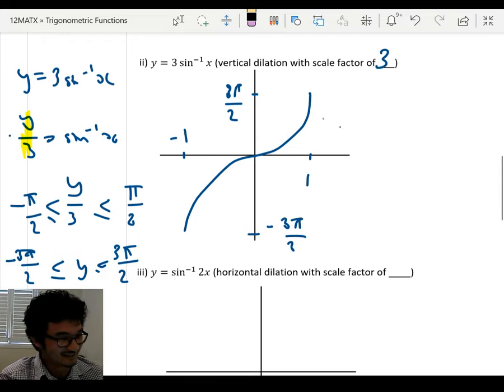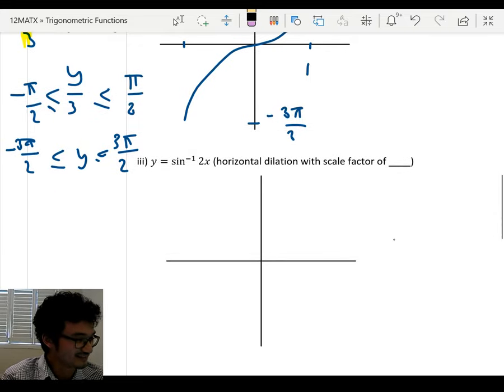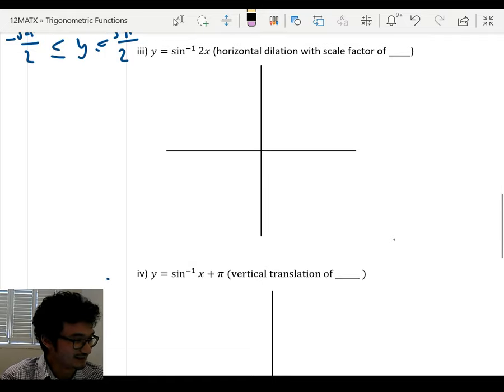Okay. So maybe let me know what you reckon will happen with these guys here. Oh, I kind of gave it away. Well, I haven't actually. So when we put this value of x inside here, we know there's going to be some sort of horizontal change. So in this one, it's a horizontal dilation. So let me know what you reckon. What kind of scale factor are we going to see with this one over here?